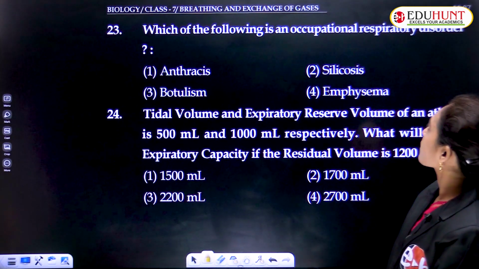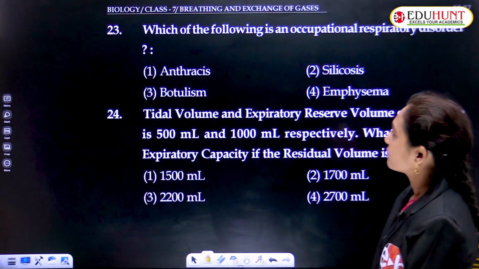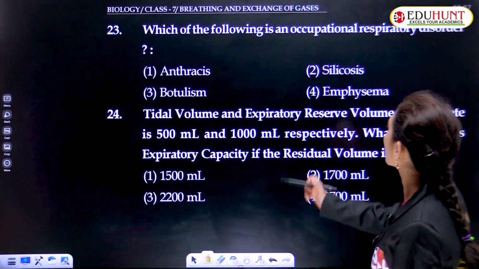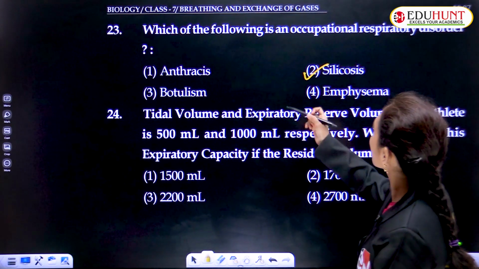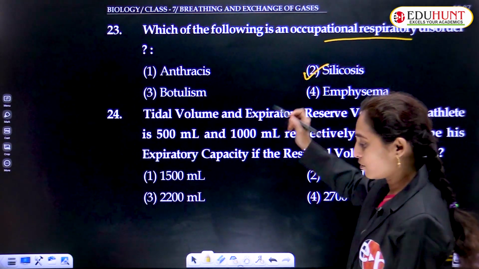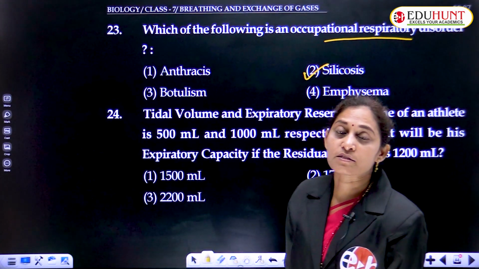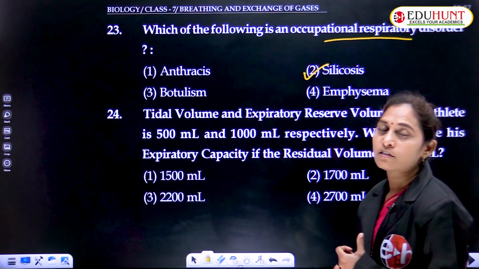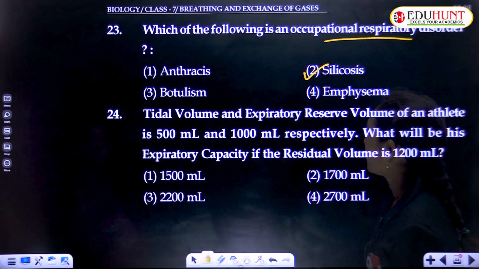Which of the following is an occupational respiratory disorder? Anthracis, botulism, silicosis and emphysema. Silicosis. In occupations like crushing, grinding, mining fields, this is the disease that occurs. Stone crushing, the disease that occurs in people with that occupation.